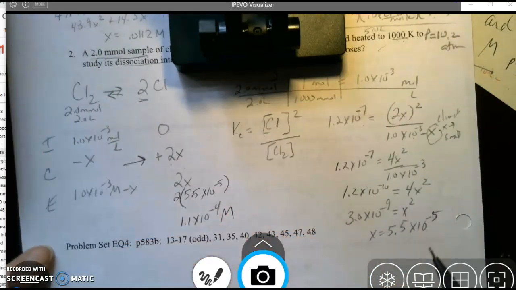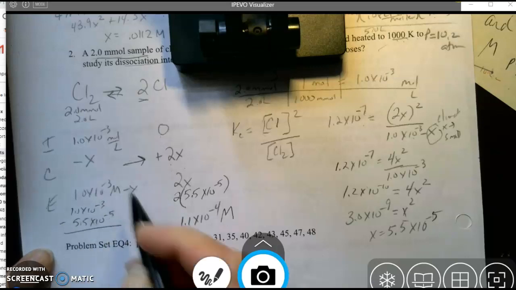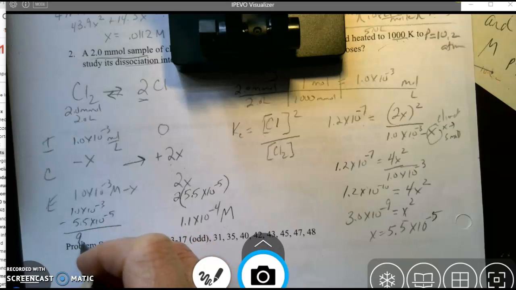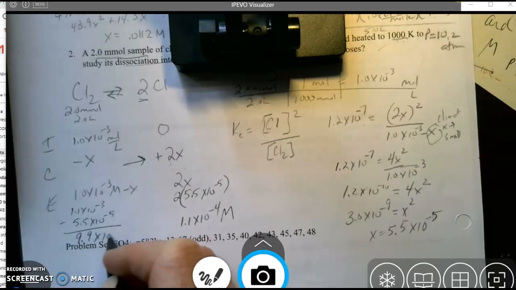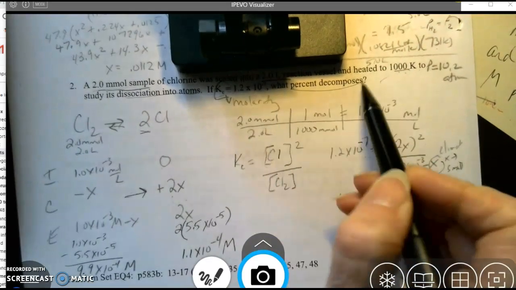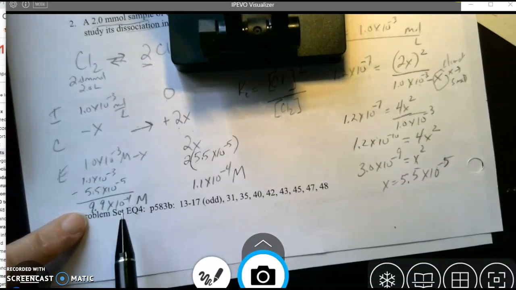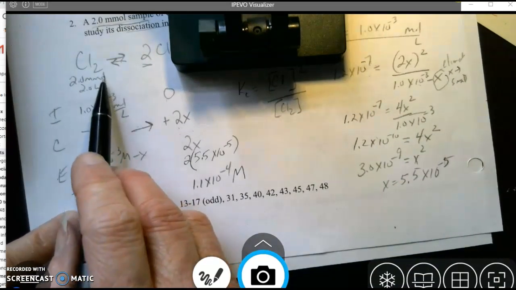And then I'm going to do 1.0 times 10 to the minus 3 minus 5.5 times 10 to the negative 5th. And that is going to give us rounded off 9.9 times 10 to the negative fourth molarity. Now, the question that we need to answer comes back up to what percent decomposes. And there's a couple ways to do this. The easiest way, I think, is to look at this.